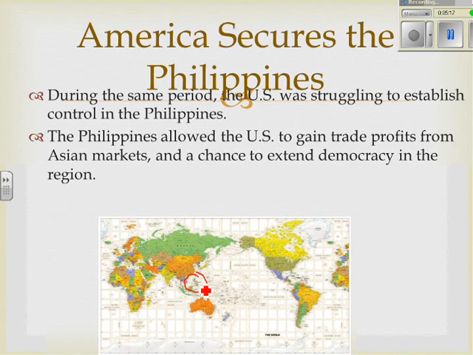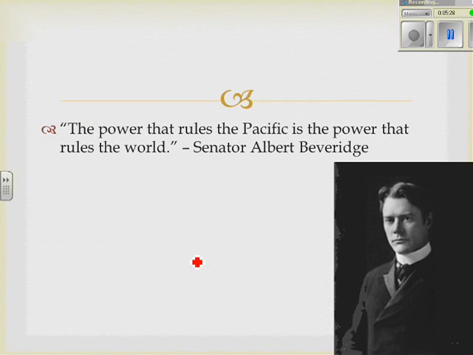The Philippines allowed the United States to gain trade profits because we could use that as, once again, just like Hawaii, a base of operations, so to say, to be able to send our trade ships out throughout Asia. And then this is kind of an interesting quote, which really draws back to Section 1 as well. The power that rules the Pacific is the power that rules the world, because there was so much wealth in Asia. Countries were competing to establish as many colonies as we could in the Pacific, and that's why Hawaii was so important, Alaska, trade with China and Japan.